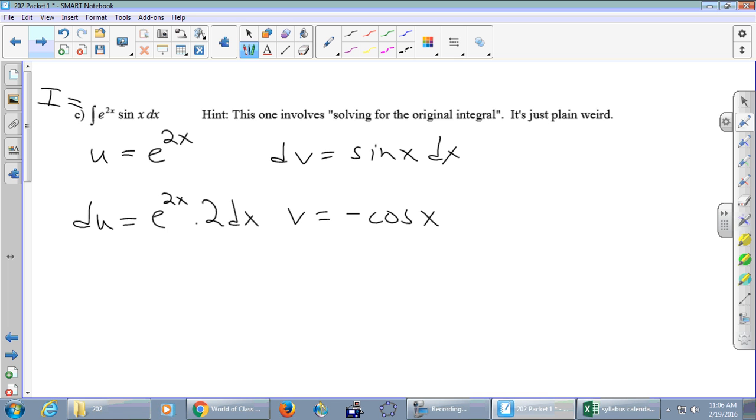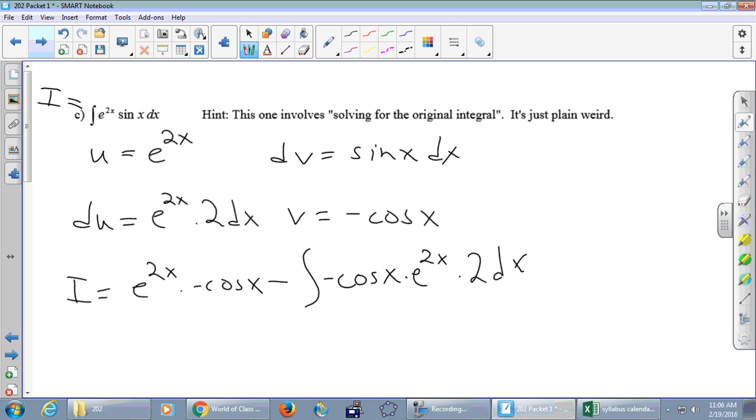Okay, I'm going to give this original integral a name. I'm going to call it I. You might think it's for integral, but it's for Ian, actually. All right, so there's the integral. We'll call it I. So that means down here, according to our formula, we're just going on the diagonal. So e to the 2x times negative cosine of x minus the integral of, and then we go across the bottom row. So negative cosine of x times this e to the 2x times 2 dx. So all the pieces are where they belong.